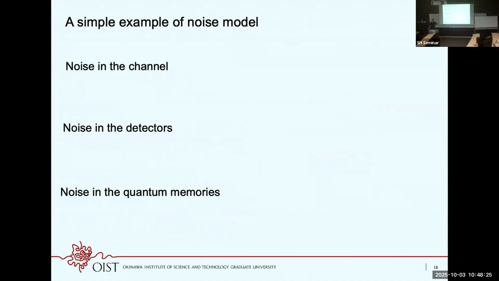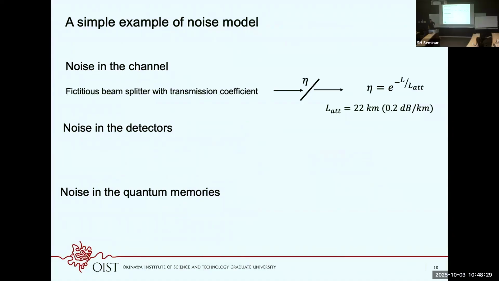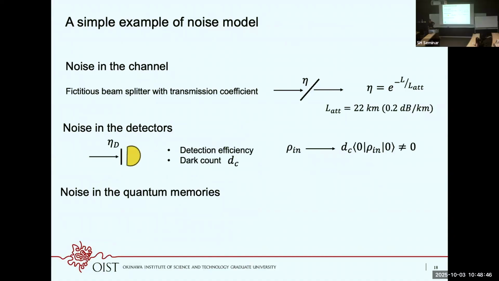Let me show you a simple noise model. What are the noises that contribute to this probability? For example, you have a channel loss, which is modeled by this beam splitter with transmission coefficient eta. That's the way we model channel loss. Then you have noise in the detector, which could be, for example, detection efficiency, which is again a beam splitter, and dark counts.